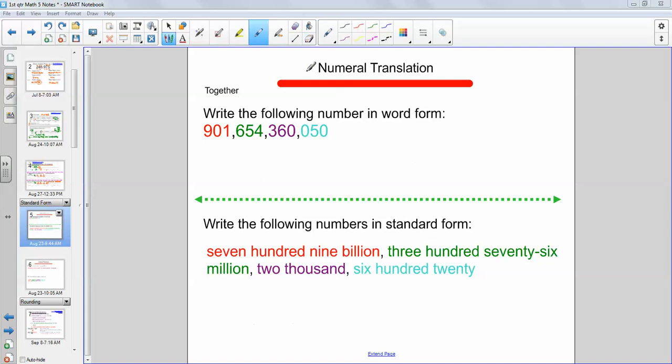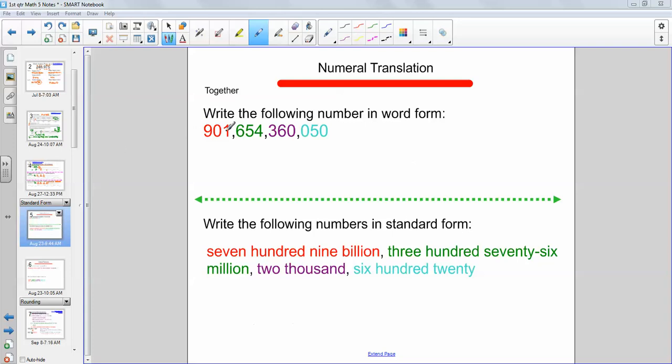Hi all. Today we're going to do a lesson on numeral translation. So remember when we've been talking about word form, standard form, and expanded form. So I'm giving you a number written out in standard form, and we're going to write it down like we were going to write a check out to someone. So that'd be awesome if someone was writing me a check for this much money.